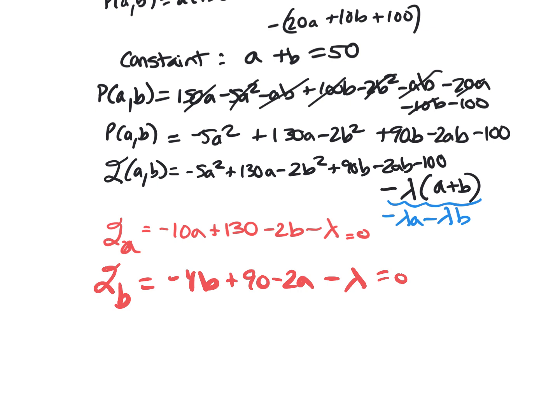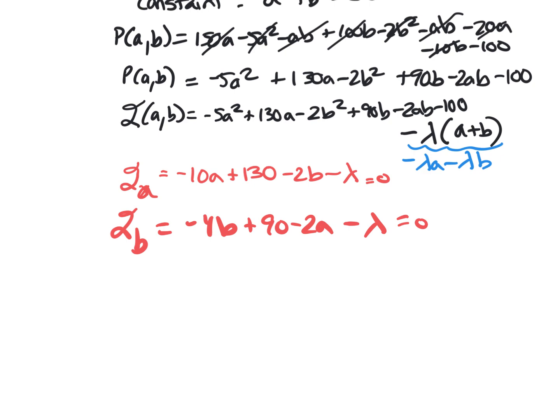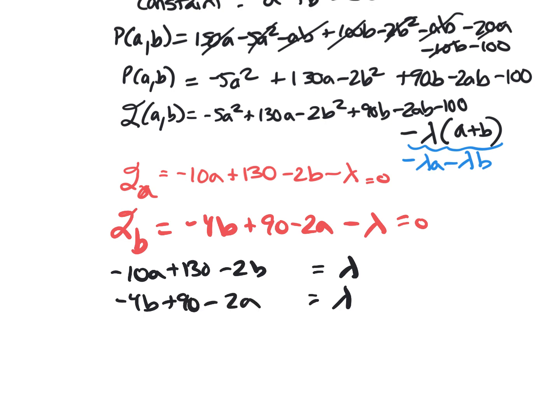So let's solve for lambda in each one. The top equation, if we bring lambda to the other side, is lambda equals negative 10A plus 130 minus 2B. And with the second equation, if we solve for lambda, we've got minus 4B plus 90 minus 2A. So if they both equal lambda, then we can set them equal to each other: minus 10A plus 130 minus 2B equals negative 4B plus 90 minus 2A.